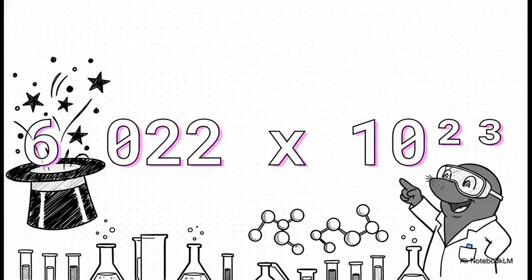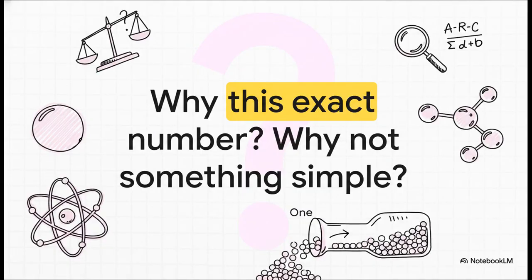Look at this thing, 6.022 times 10 to the 23rd. Now, you probably recognize this as Avogadro's number, and yeah, it's a huge deal in chemistry, but come on, let's be real. It looks totally random, doesn't it? Like someone just pulled it out of thin air. And that right there, that's the big question we're going to unravel today.